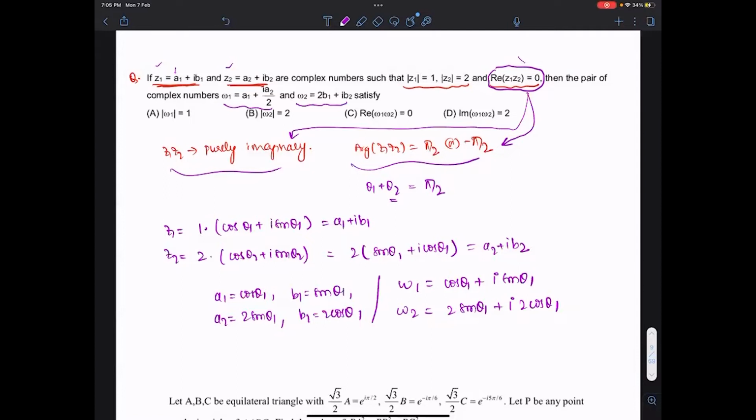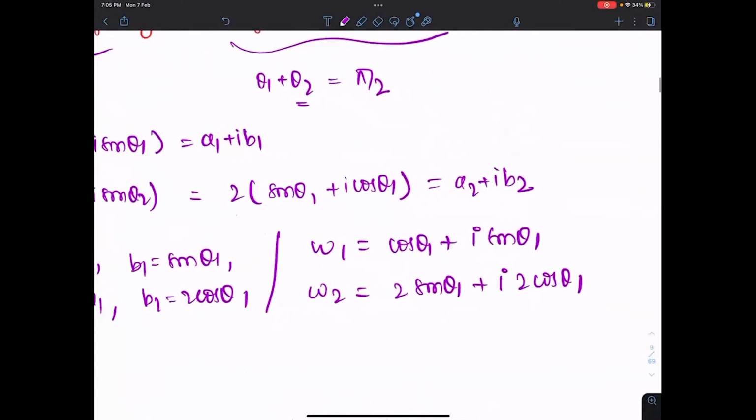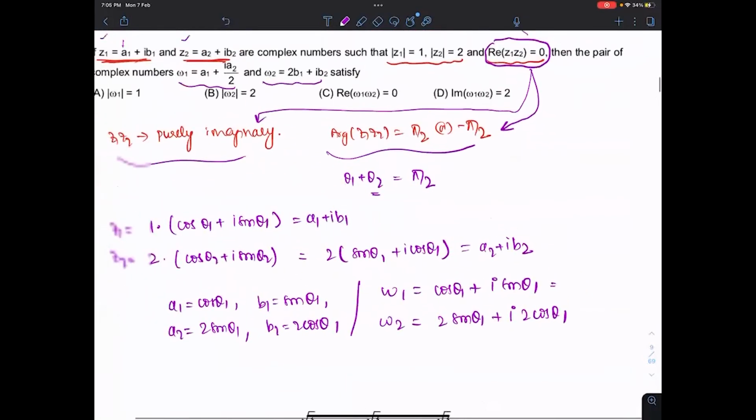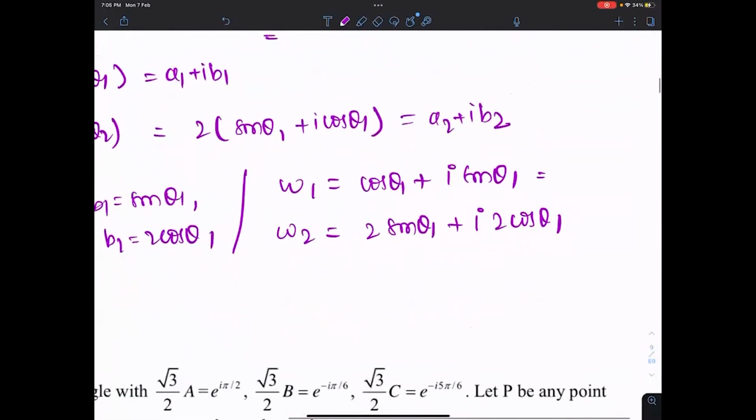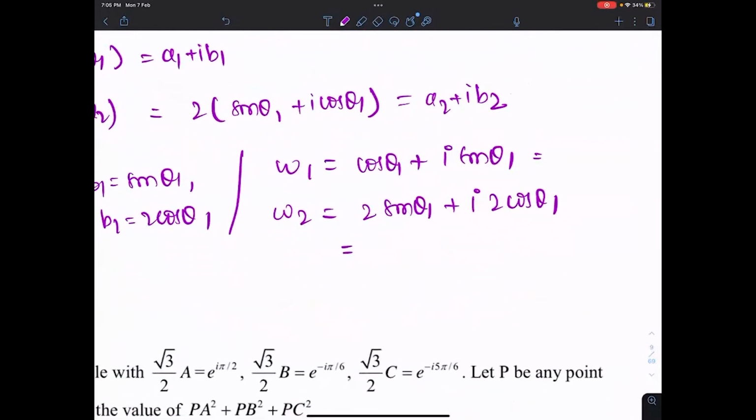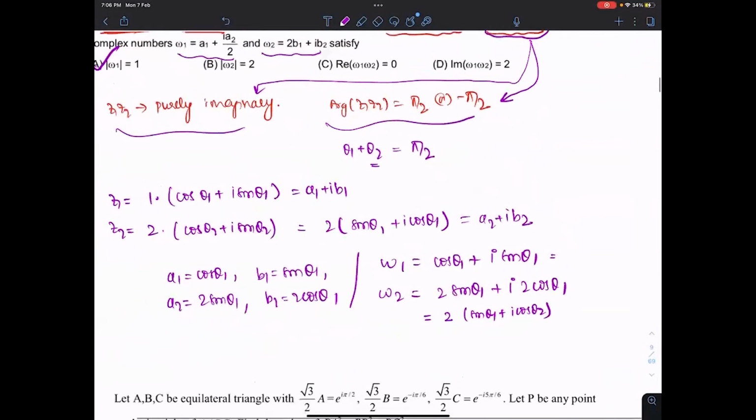Mod omega 1 is 1. Correct only, no? Because it is 1 times cos theta 1 plus i sin theta 1. So modulus of omega 1 is how much? 1. A is correct. Mod omega 2 is 2. 2 only, no? Because if I modify this, what will I get? 2 times sin theta 1 plus i cos theta 1. So modulus, if you apply, you will get 2 only, since it is sin square theta 1 plus cos square theta 1 under the root.